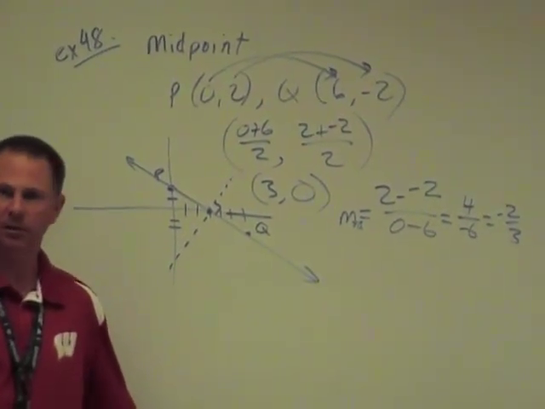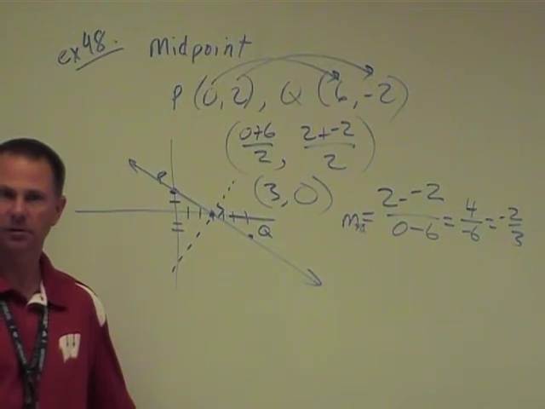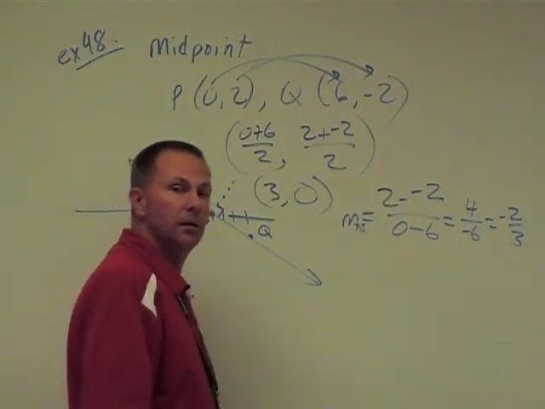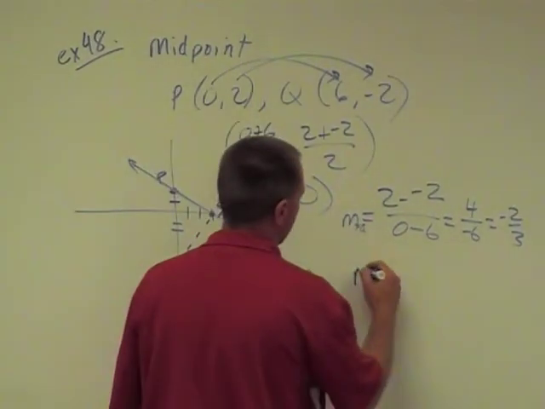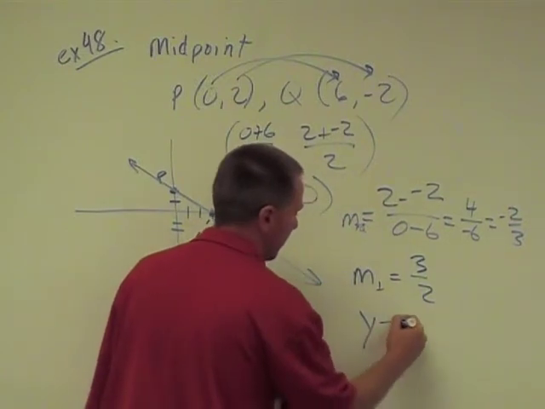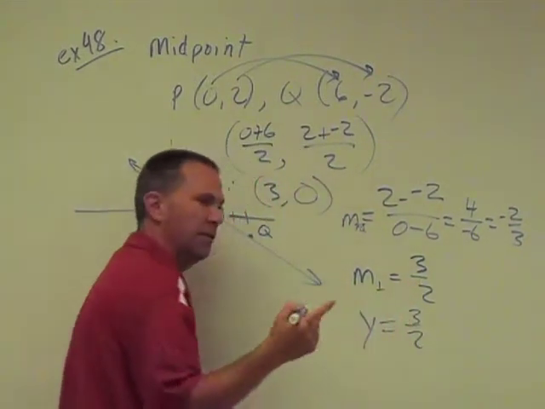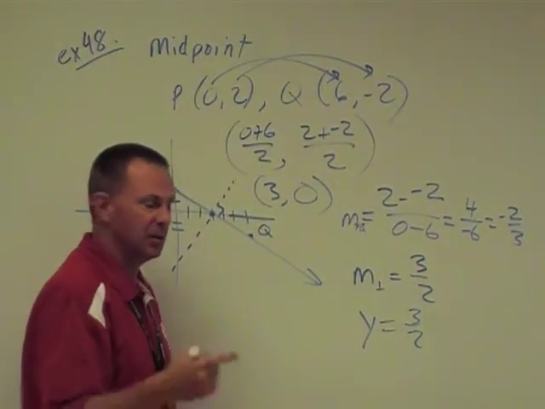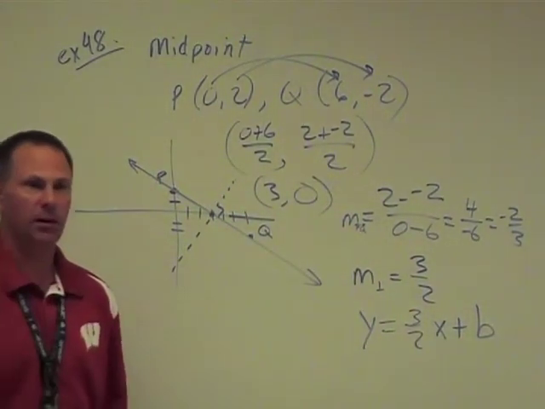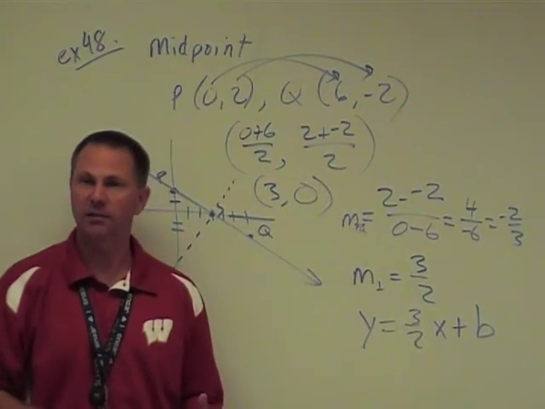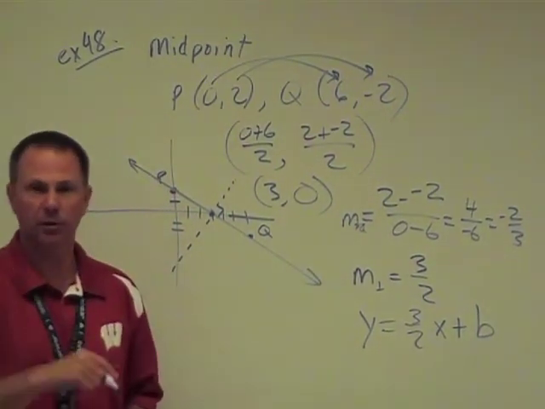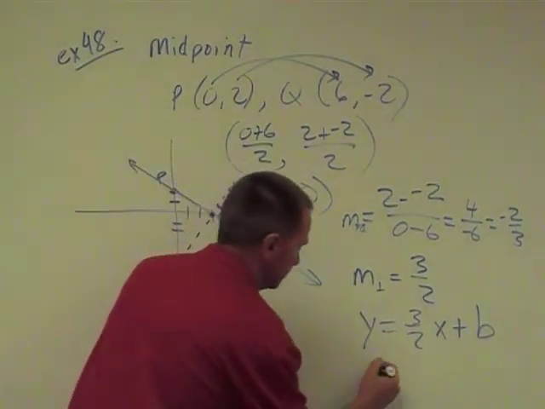So what's the perpendicular slope? Do you have to flip it and change the sign? Yeah, so the slope of the new line, the perpendicular, is going to be positive 3/2. So we have y equals 3/2 x. Step 1, find the slope. Step 2, substitute x and y. Well, what point is on my new line? The midpoint, (3, 0). So everybody plug (3, 0) in and rewrite the equation.